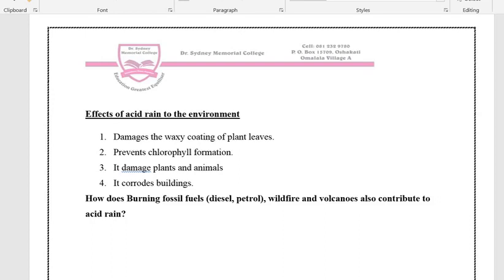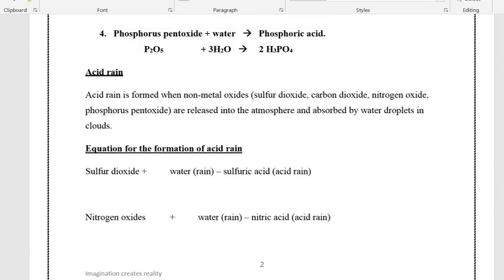Just imagine point number 2: it says it prevents chlorophyll formation. Try to think of all the negative effects caused by a lack of chlorophyll formation, because you know chlorophyll is important in the process of photosynthesis, right? So I just gave you a small question there. How does burning fossil fuels cause all of those things? We'll discuss all this material again in the lesson.